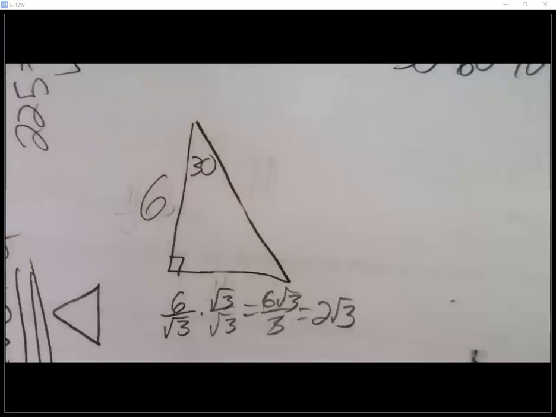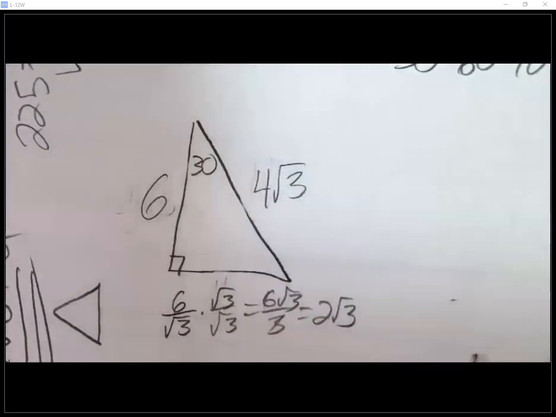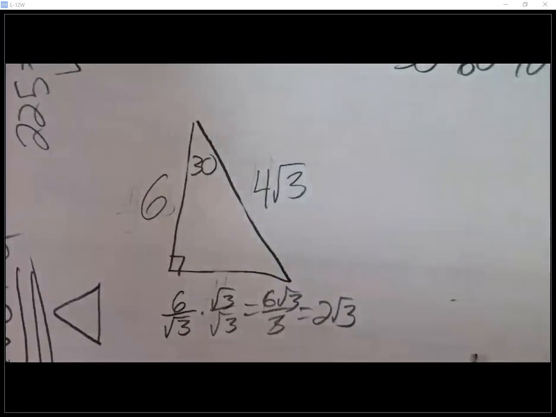Now that you know the short side is 2 root 3, you can find the hypotenuse. If I have 2 root 3 and I need the hypotenuse, all I got to do is double it, so I get 4 root 3. That's it. Right? Because isn't 2 root 3 times 2 just 4 root 3? Are you with me? Yes, ma'am. Everybody? Yes, ma'am. Oh, good.